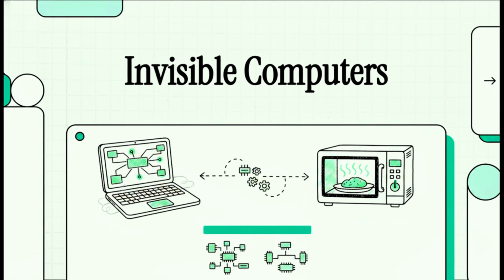Now, both of these machines have processors. Both execute software code. Fundamentally, they're both computers, but their underlying architecture, completely different worlds. Today, we're going to unpack one of the absolute most crucial concepts in computer engineering and take a look at the invisible computers that quietly run our entire modern world.